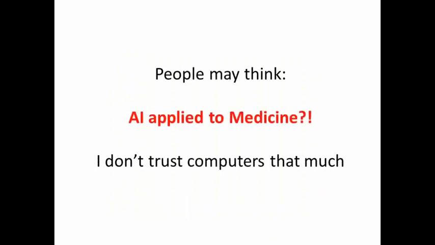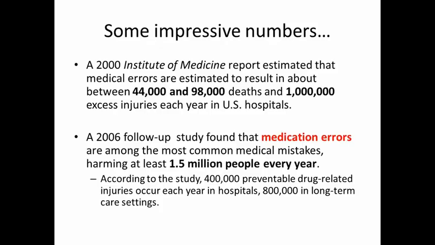But before, people may think that applying artificial intelligence to medicine is not appropriate, and many people don't trust computers that much. So I can show you some numbers about the estimation of medical errors that are committed by physicians. This is a report of the Institute of Medicine, where between 44,000 and 98,000 deaths were estimated each year in US hospitals, and 1 million injuries also are estimated each year in these hospitals.